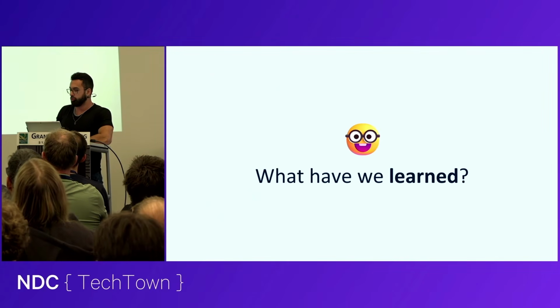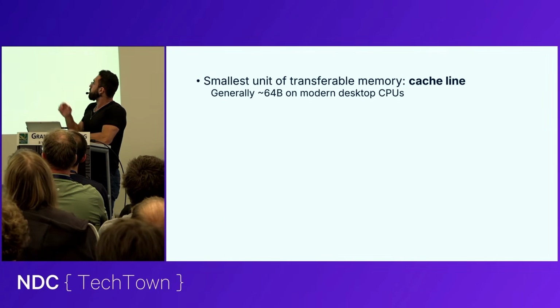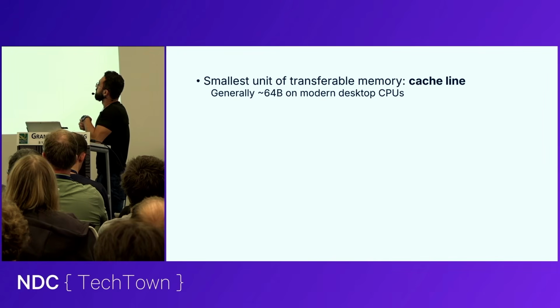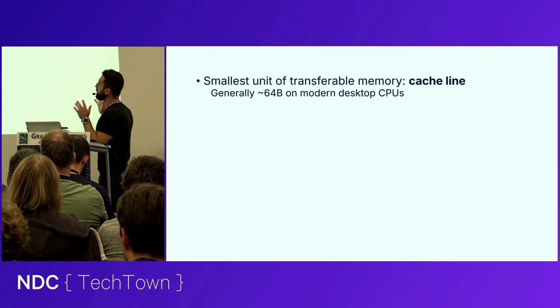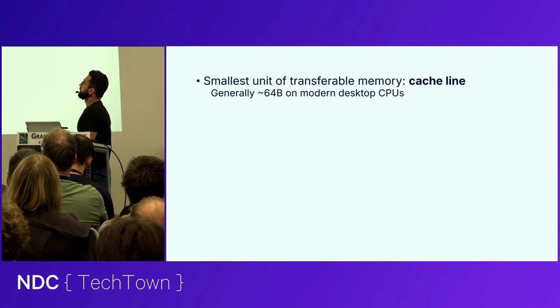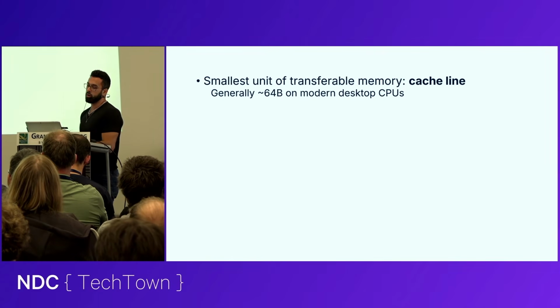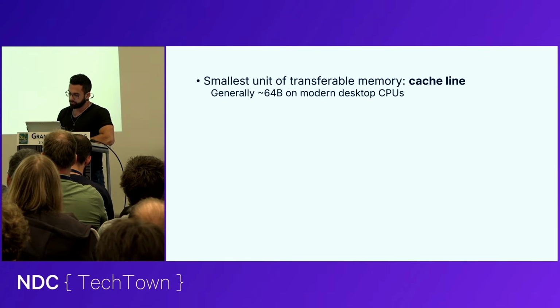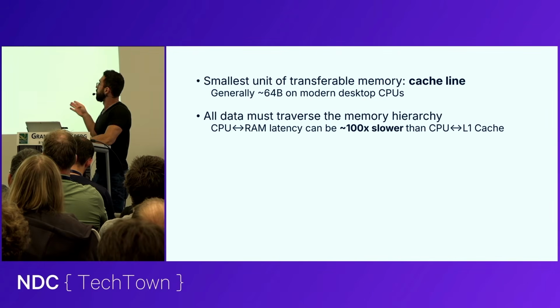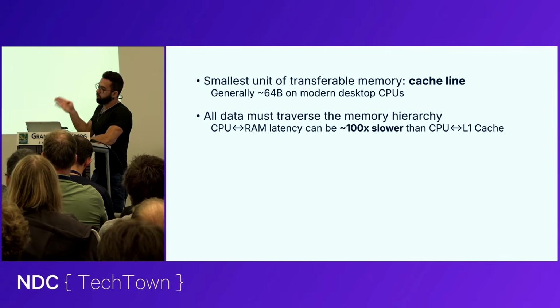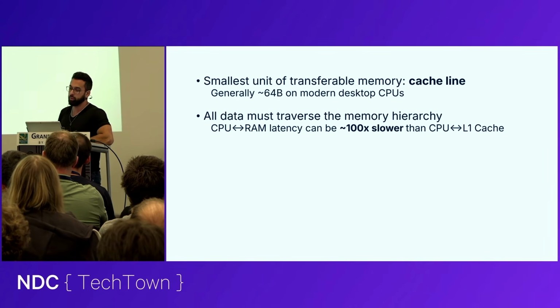So what have we learned so far? Super important, the smallest unit of transferable memory is called a cache line. Again, if you only care about 1 byte, you still have to take the whole thing. And typically, it is around 64 bytes on modern hardware, but it depends on your CPU. All data must always traverse the memory hierarchy. So, and we mentioned this, it can be 100 times slower between L1 cache and RAM. So you have to think about going through all the levels of cache before you can actually do something with the data. It's best if the data is already in cache.